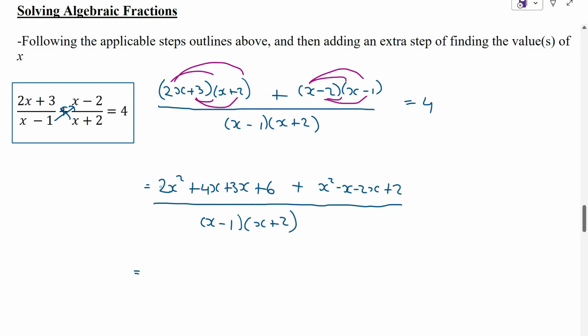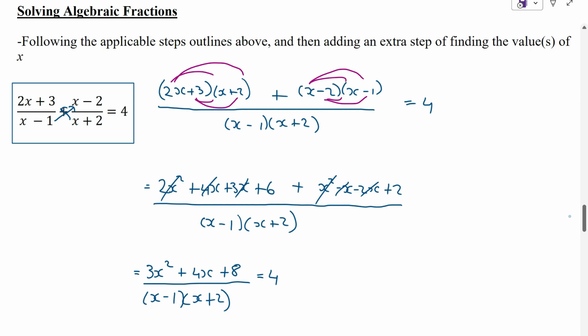Now let's go ahead and collect the like terms. 2x squared plus x squared is 3x squared. 4x plus 3x is 7x minus 3x, which is plus 4x, plus 6 plus 2 is plus 8, all over x minus 1, x plus 2, which equals 4. So now if this was just a regular addition question, we would have left our final answer as this.